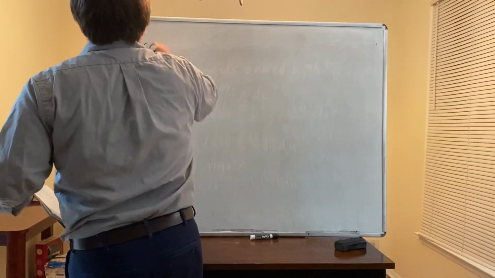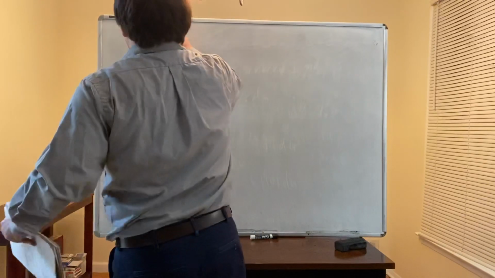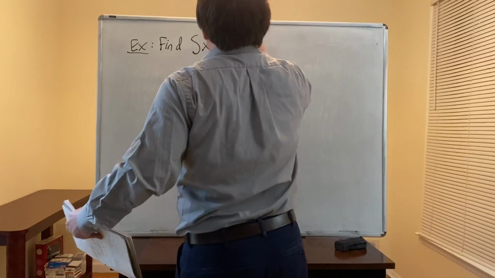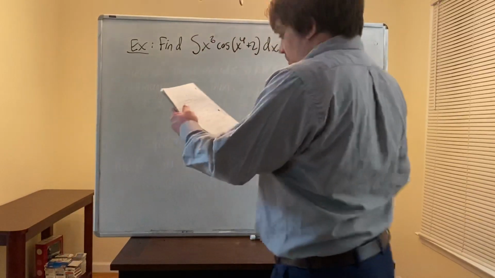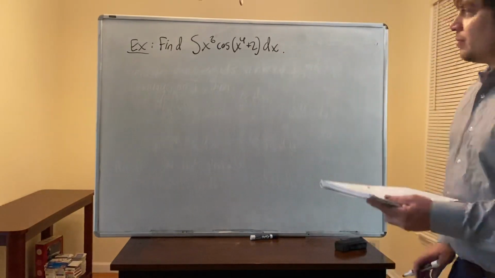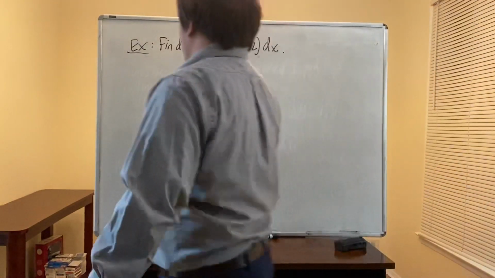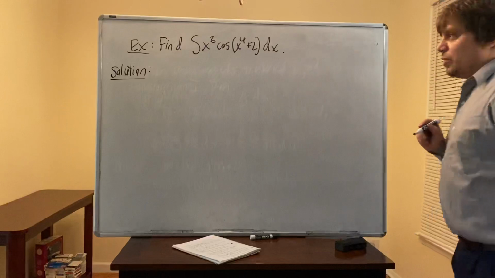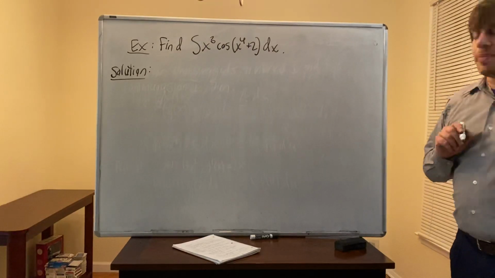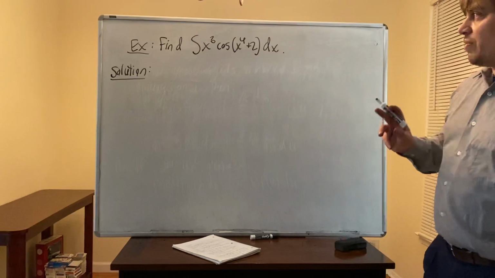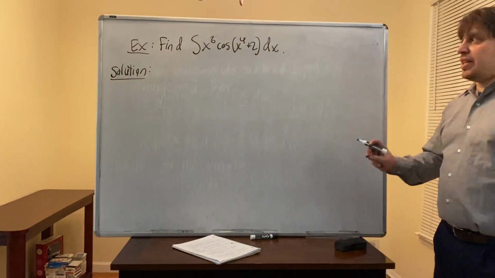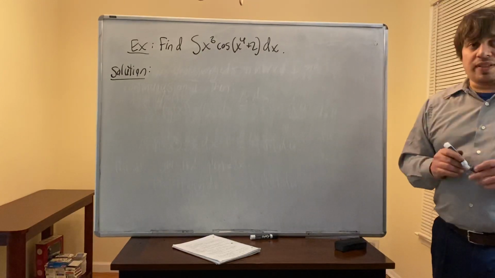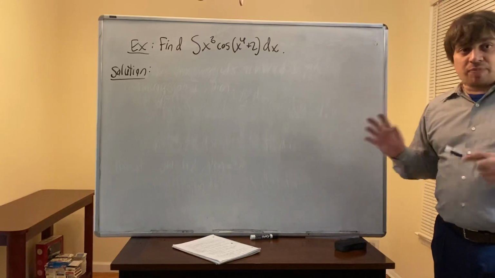Example. Find the integral of x cubed cosine of x to the fourth plus 2 dx. Okay? We're going to use the substitution rule. And so I'm going to write the solution the way I want you to write the solution on an exam. So I will not be justifying why all the conditions of the substitution rule are met, because I won't ask you to do that on an exam. So I'll show you the things I expect in an exam.